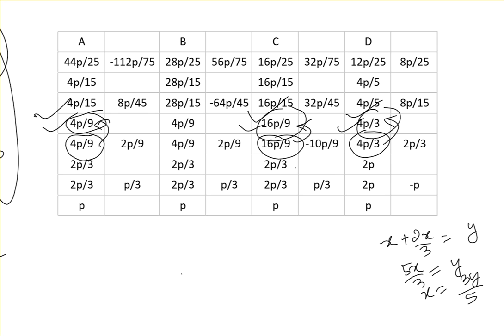Now 2 by 3 of this is 8p by 45, 2 by 3 of this is 32p by 45, 2 by 3 of this is 8p by 15. When these three are added, we get 64p by 45. So 64p by 45 is subtracted from the balance of B. So minus 64p by 45 is the transaction.